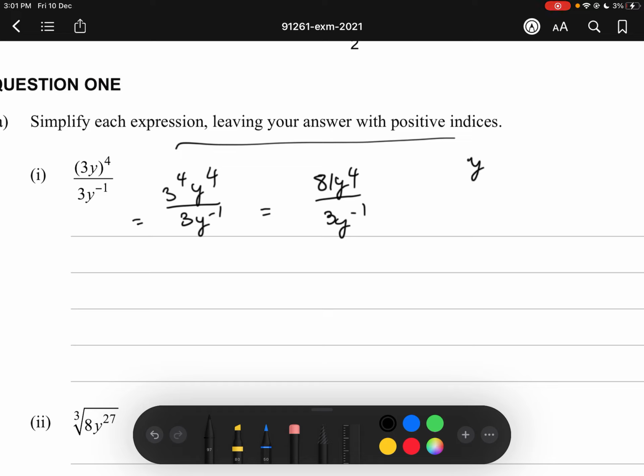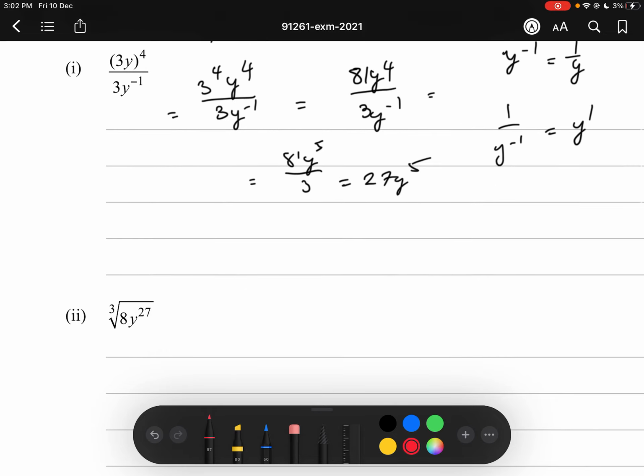We know that y to the power negative 1 equals 1 over y, and therefore 1 over y to the power negative 1 is just equal to y to the power of 1. So therefore we can say this is 81 times y to the power of 5 over 3, which is 27 times y to the power of 5.